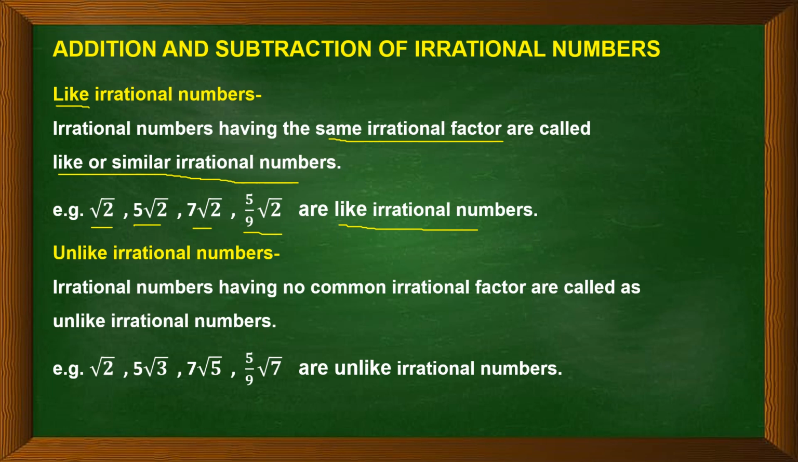Now, what are unlike irrational numbers? Irrational numbers having no common irrational factor are known as unlike irrational numbers. For example, root 2, 5 root 3, 7 root 5, 5/9 root 7. In these irrational numbers, we don't have any common irrational factor. So such irrational numbers are known as unlike irrational numbers, right?